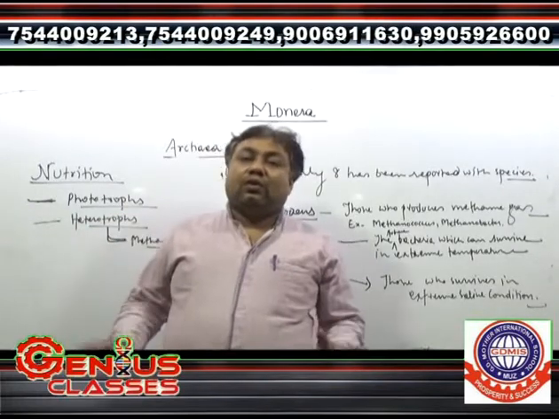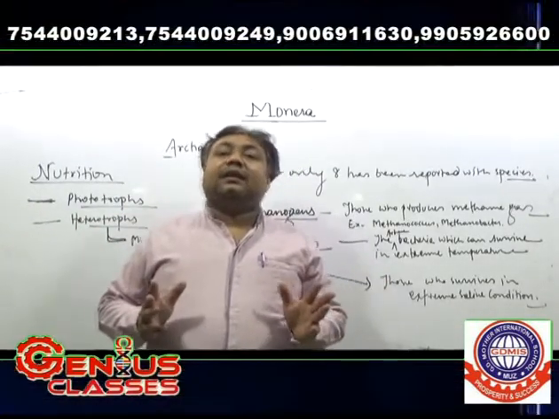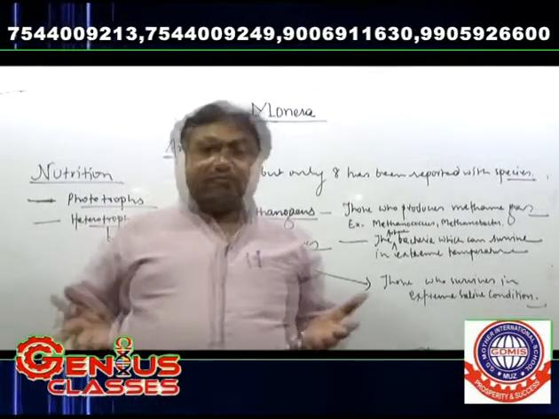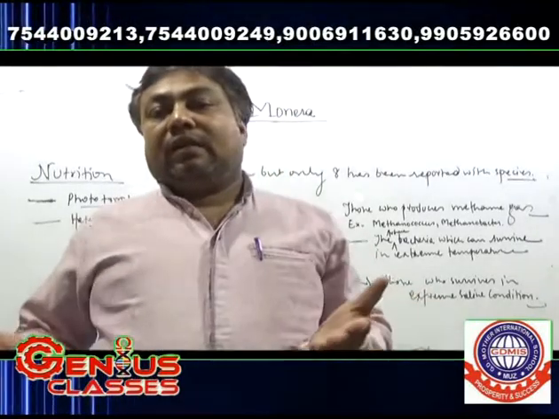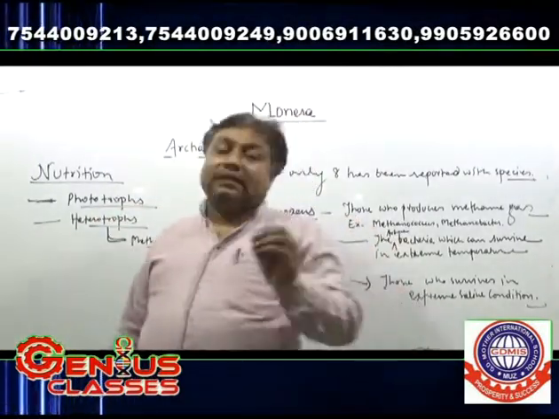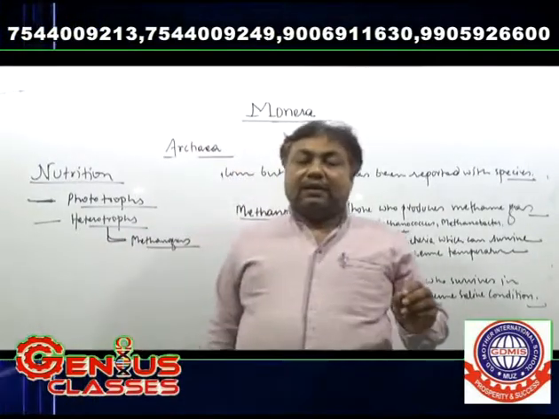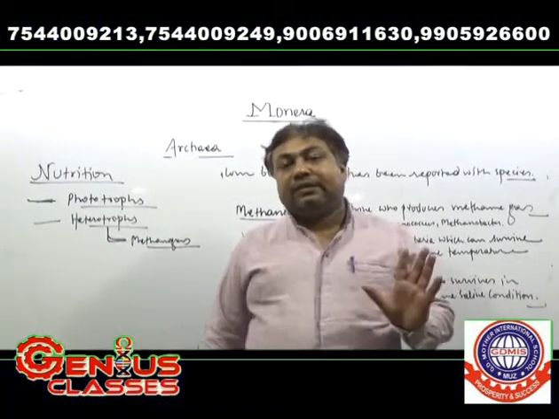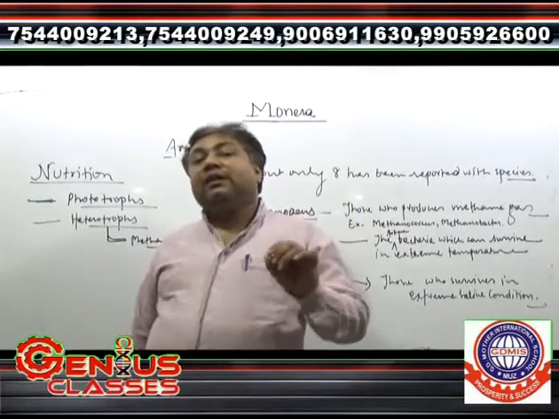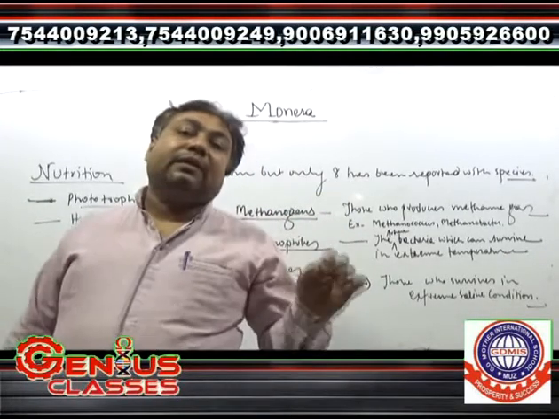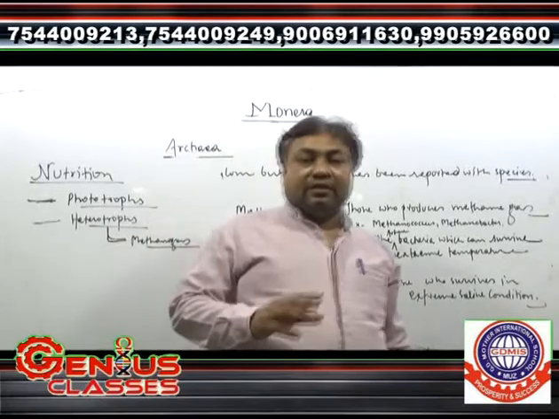So, in Archaea, there are 24 phyla. On the basis of 16S rRNA genes, these phyla have been created. But only 8 phyla are represented by a species.